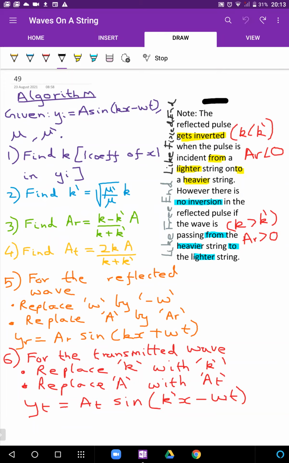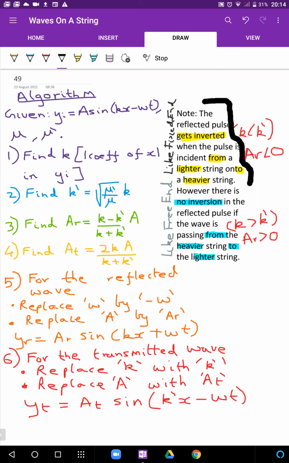So the reflected pulse gets inverted. AR is negative when pulse goes from a lighter string to a heavier string. Heavier string में reflection हमेशा invert हो जाएगा. Heavier string में a reflected pulse will always be inverted. Sorry, heavier string से reflection हो रहा है to an inverted pulse.